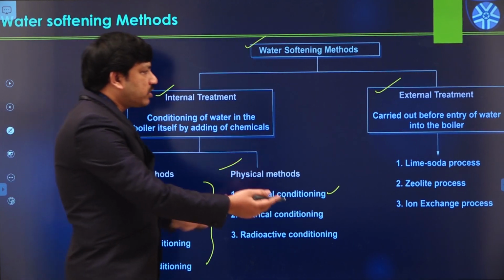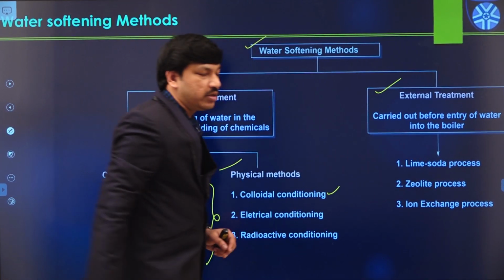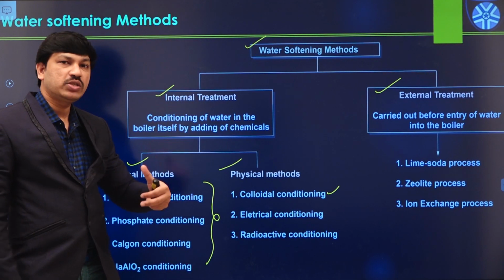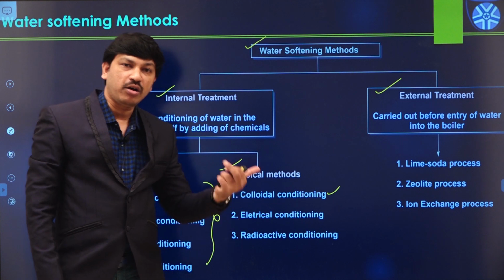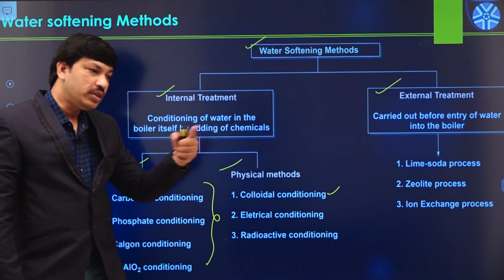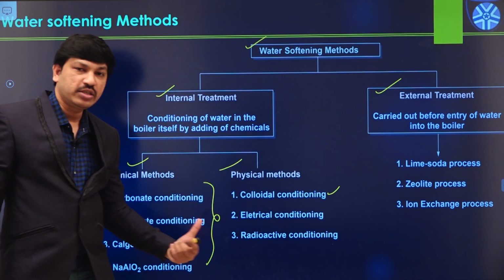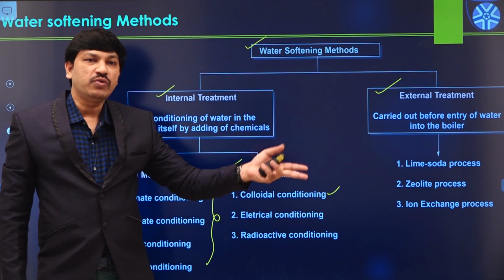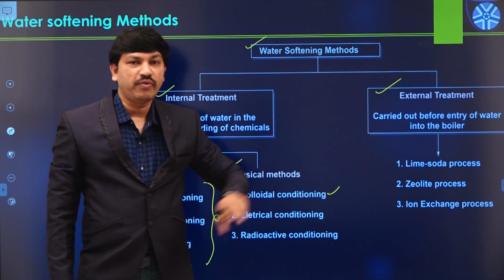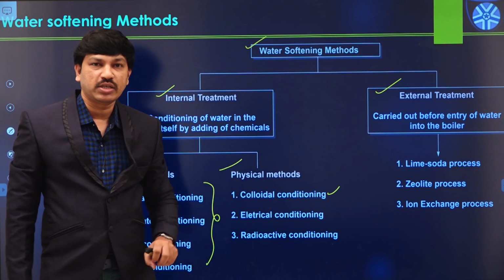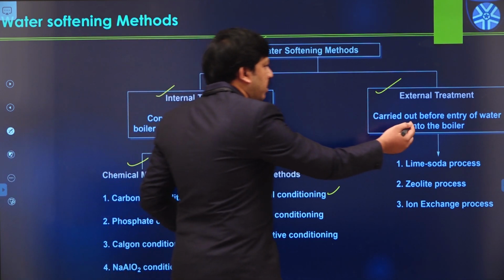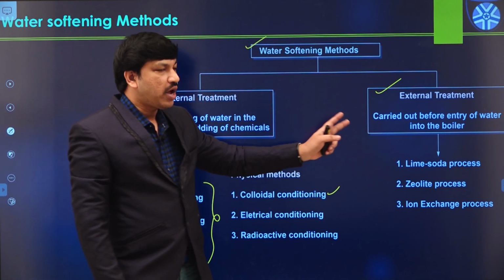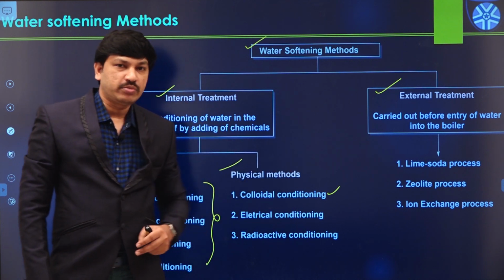Our syllabus mainly focuses on the external treatment methods. Internal treatment means first of all we take the hard water sample into the boiler, and then we provide a suitable conditioning agent. But external treatment methods mean that before introducing water into the boilers, we have to purify the water sample. We have to soften the water sample. That means externally, by using a different method, we have to purify the water sample. Only then do we introduce that water for various purposes.